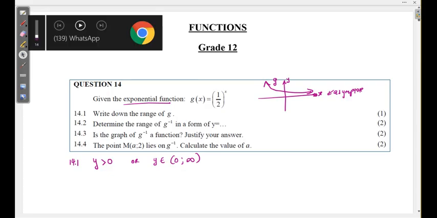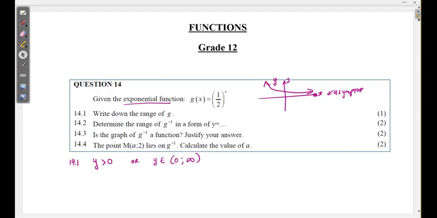Any question? I just get that one. Okay. And then for 14.2, right, it says determine the range of the inverse of g, right?